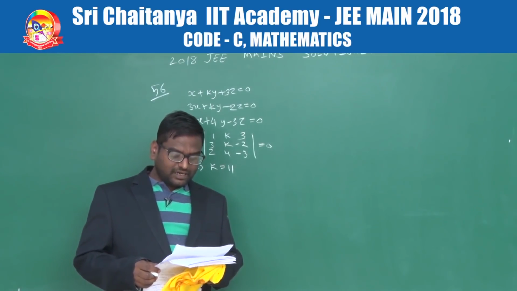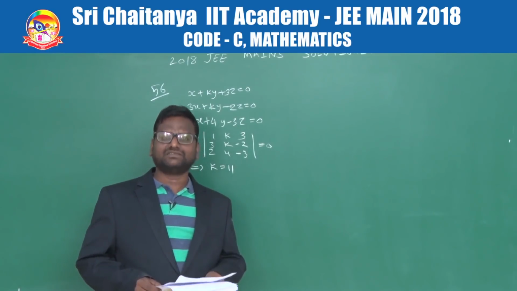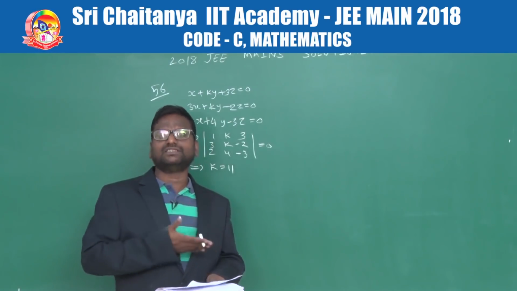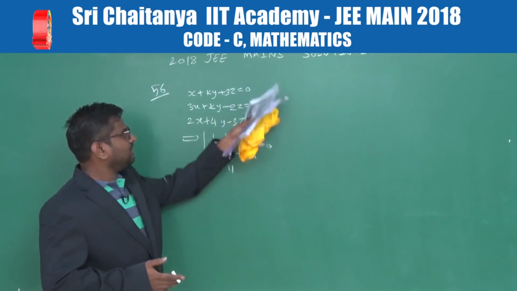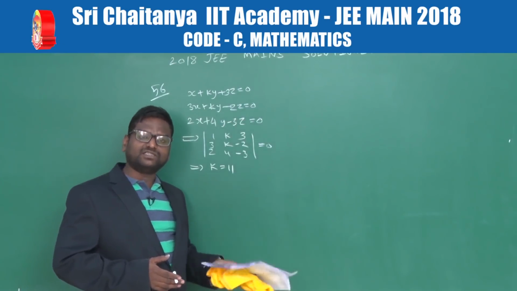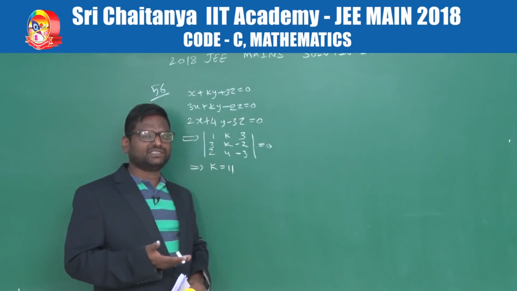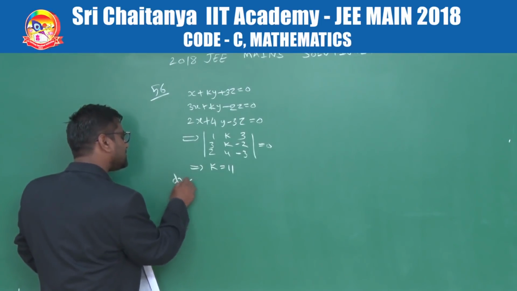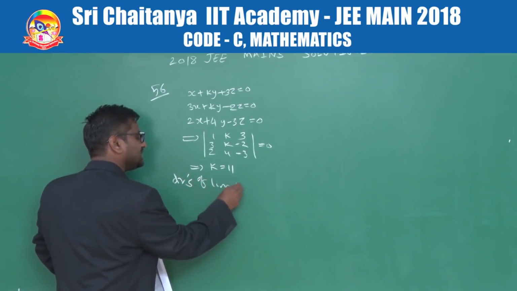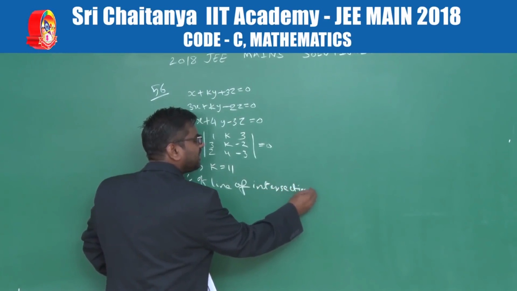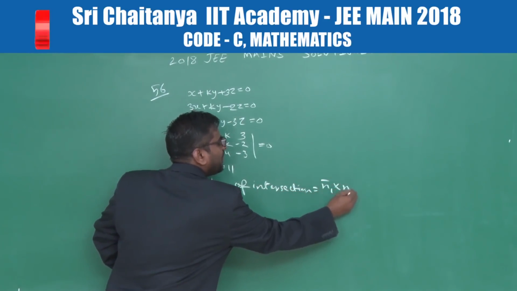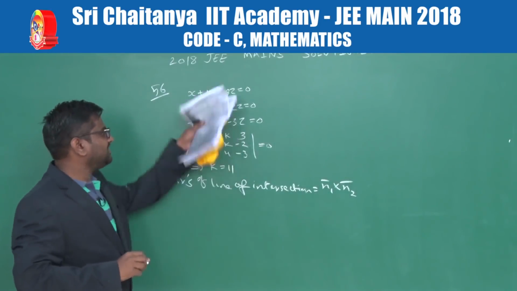Now, in order to give the value of xz by y square, one way is to actually solve the system with k equal to 11. Alternatively, since these are three planes passing through the origin, we can find the line of intersection, and we know the direction ratios of the line of intersection are directly given by the cross product of any two normals among the three planes.